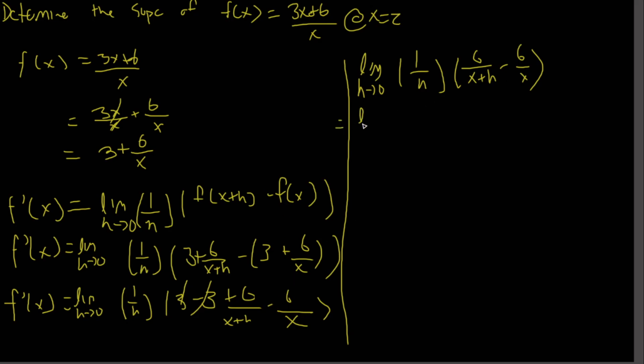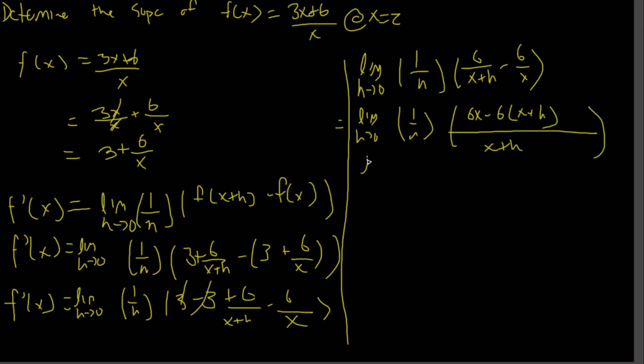And this would then equal to the limit as h approaches 0. I'm going to combine these two, right? So this would equal to 1 over h times (6x minus 6 times (x plus h)) over x plus h, like so. And then the limit as h approaches 0 of 1 over h of (6x minus 6x minus 6h) over x plus h. We notice that our x's cancel out here.